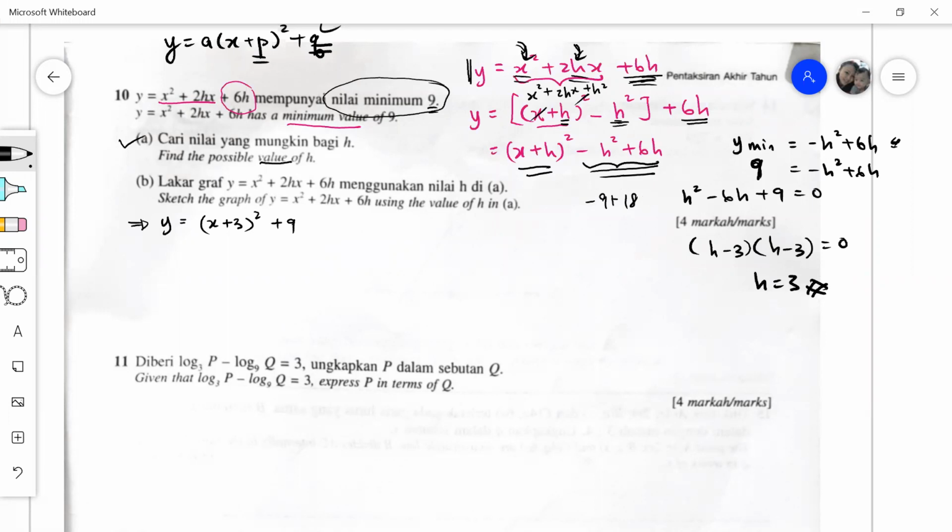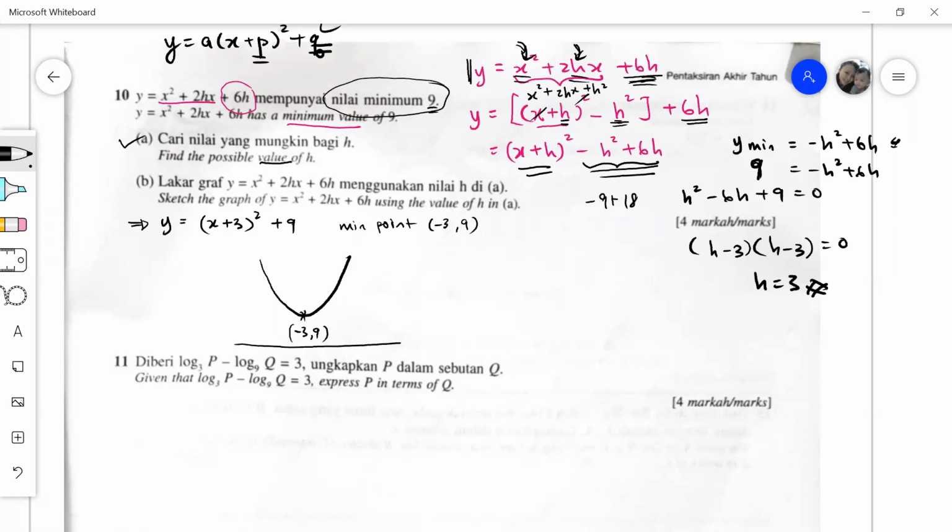So over here, we know we have the minimum point. The minimum point is (-3, 9). And it is a smiling face because your x squared has a positive coefficient. So let's sketch the graph like this, whereby your minimum point is (-3, 9). Okay, (-3, 9), so it will be like this.